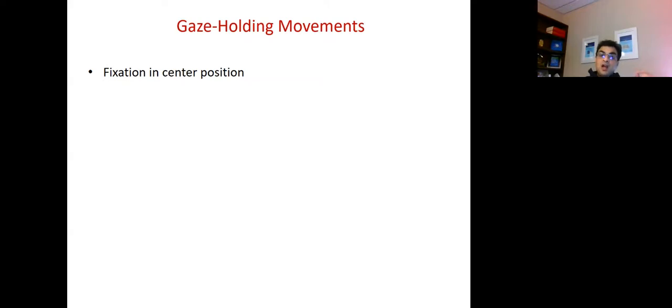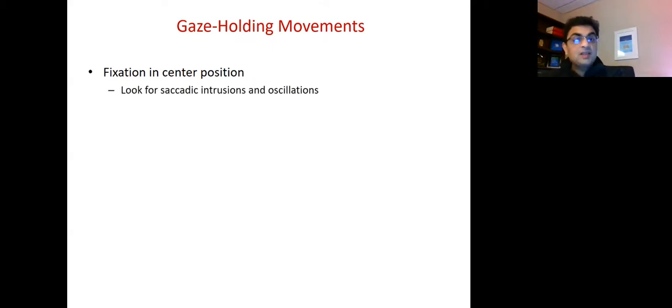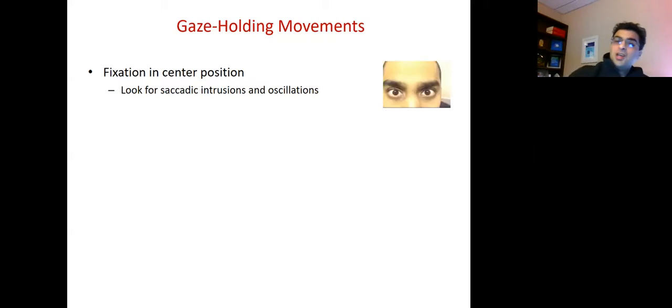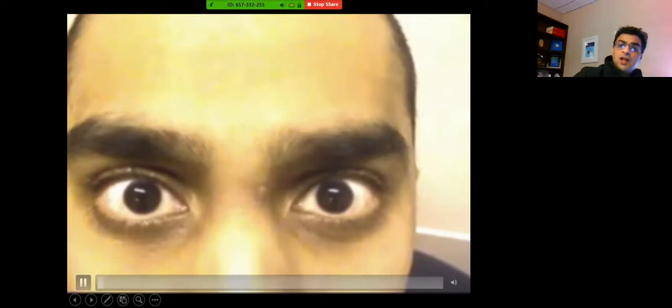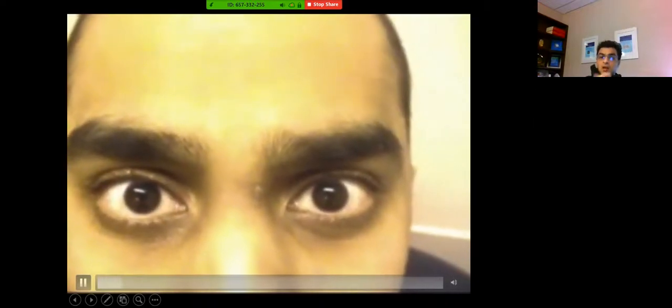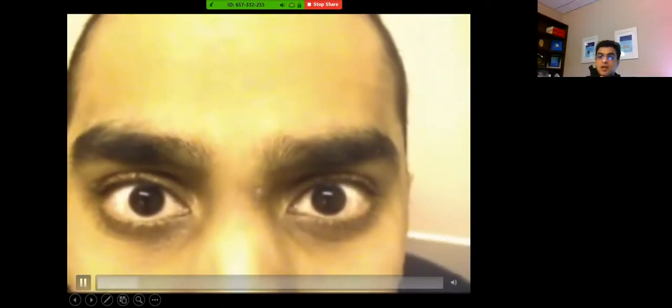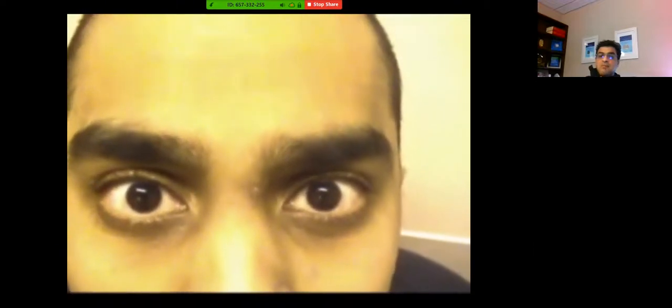As they're looking at the target, I look at their eye very carefully. It's very important to pay attention to the eyes as it is focusing on different targets. As they're doing it, you look for certain kinds of eye movements. One of them is saccadic intrusions or some sort of oscillations. For example, in this patient, he has some sort of saccadic oscillation. He's looking at the target, but as you will see, he has his eyes going back and forth, back to back.